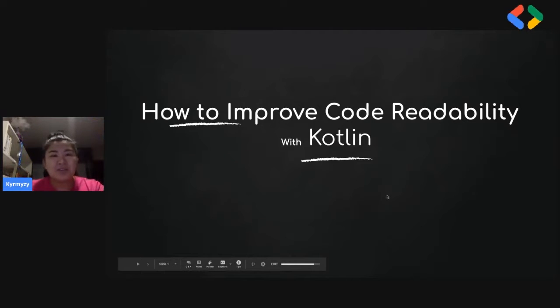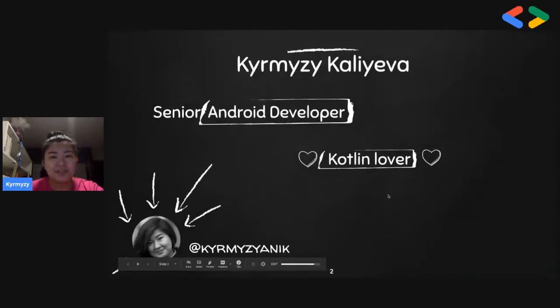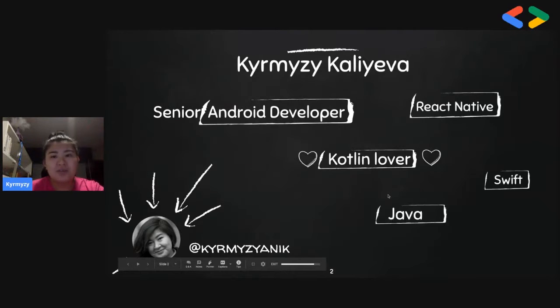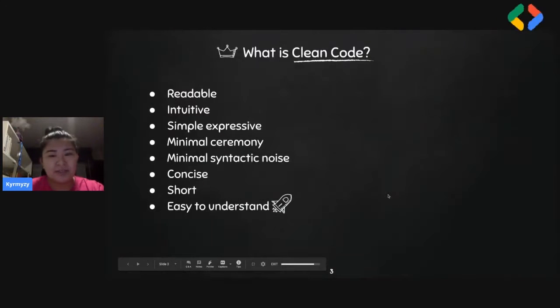Today, I would like to talk about how to improve code readability with Kotlin. First, I started to learn Kotlin about 2 years ago, and it took me a while to understand how to use Kotlin's new features. I made a lot of mistakes, so I would like to share them. Maybe you could learn from my mistakes.